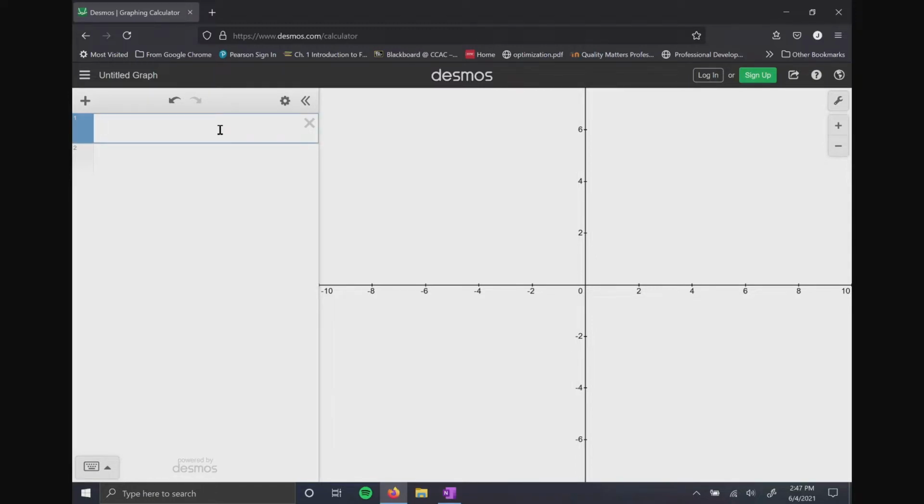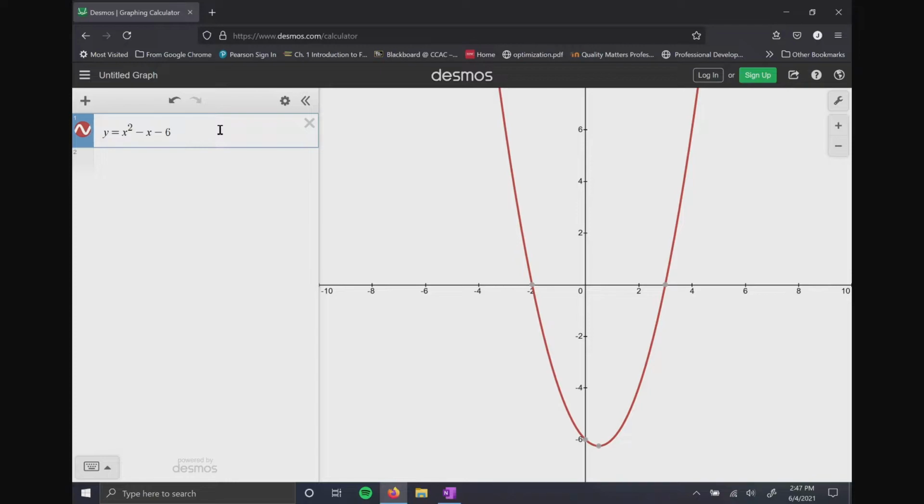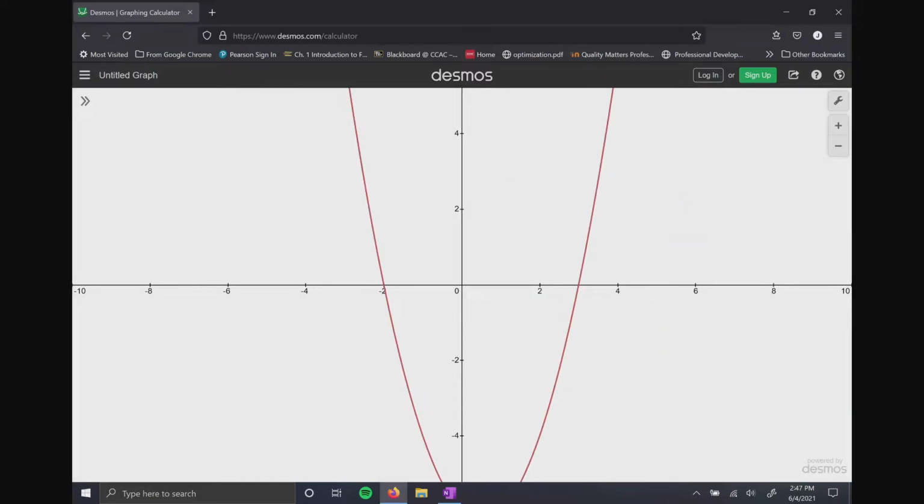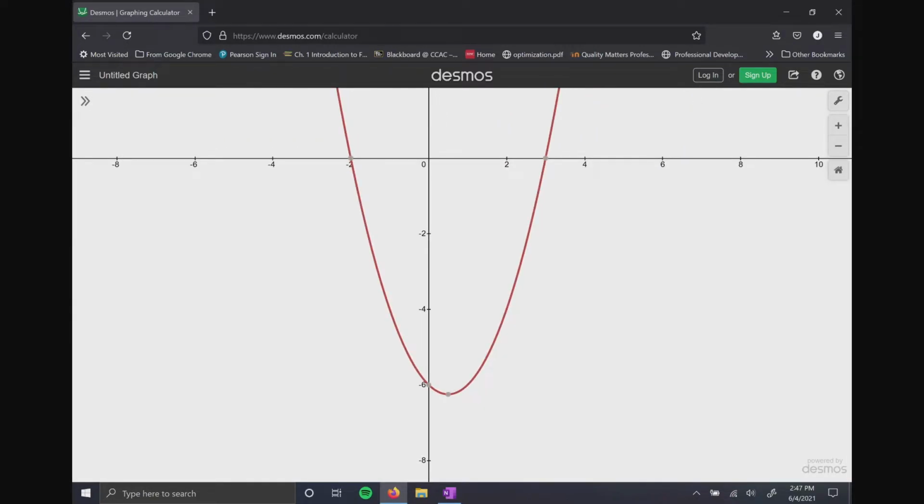And I'm just going to go ahead and type in our function. So my output equals, and I think I used x squared minus x minus 6. And as you can see here, there's my vertex all the way down at the bottom. I can go ahead and just click on that.